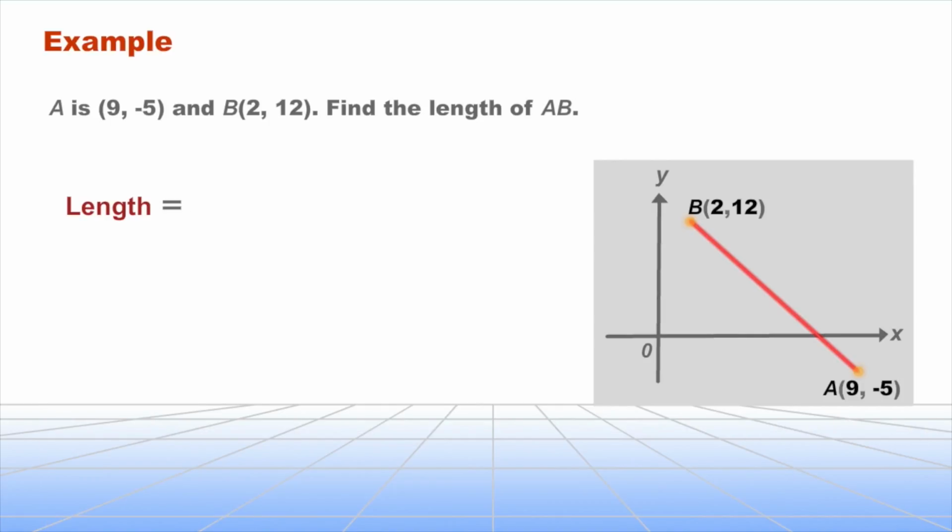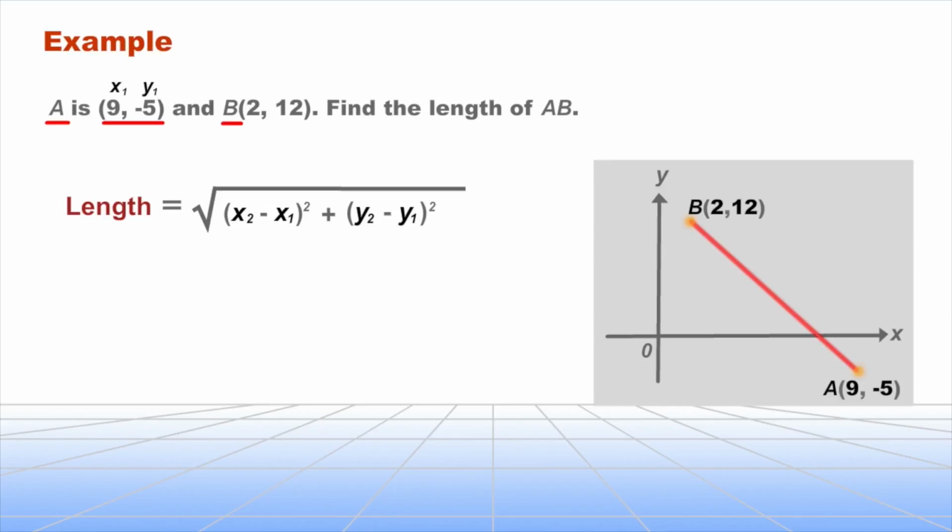Now, let us apply the general formula to calculate the length of AB. At this point, we have to ask ourselves which coordinates are x1, x2, y1, and y2. One easy way around this is to label the coordinates as we read them from left to right in the question. For the first set of coordinates, A, 9, -5, we label 9 as x1 and -5 as y1. For the second set of coordinates, B, 2, 12, we label 2 as x2 and 12 as y2.